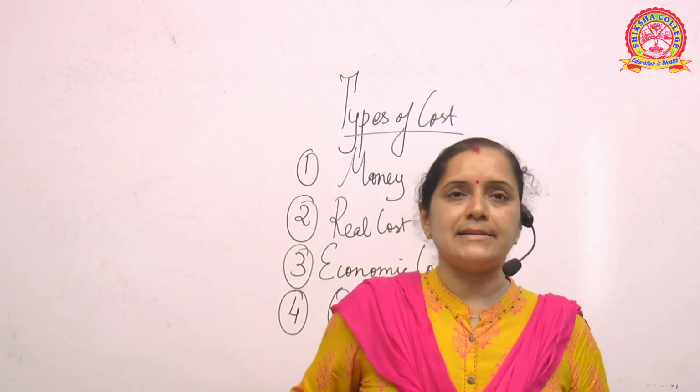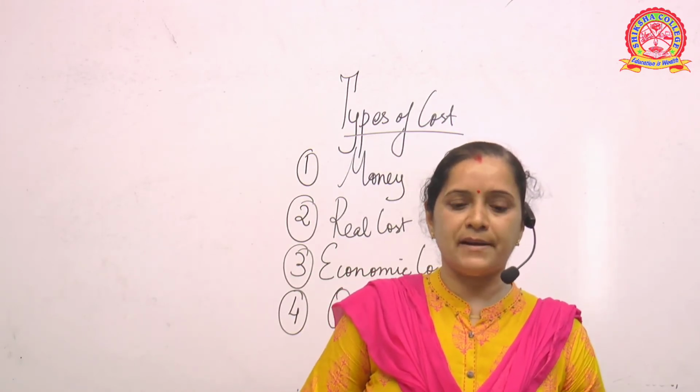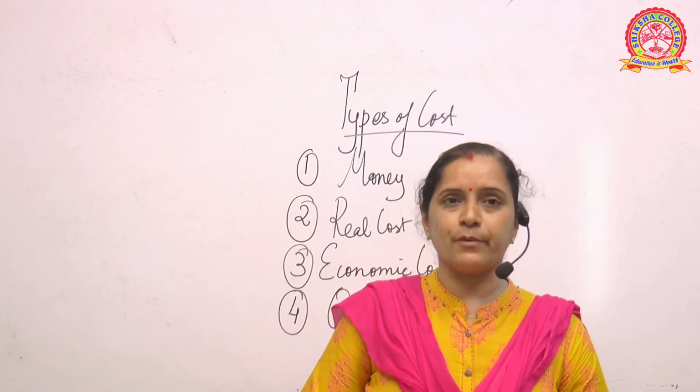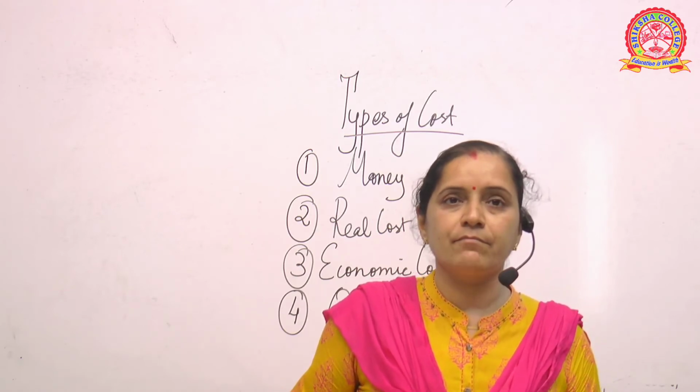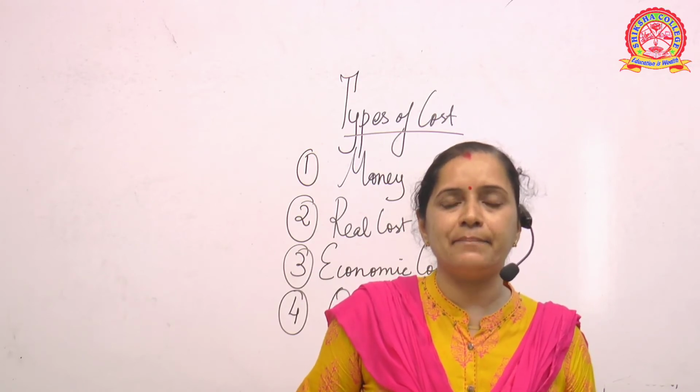Now what is money exactly? In economics, money is defined as the remuneration of the factors of production. See, there are different factors of production which we have already discussed. They are land, labor, capital.